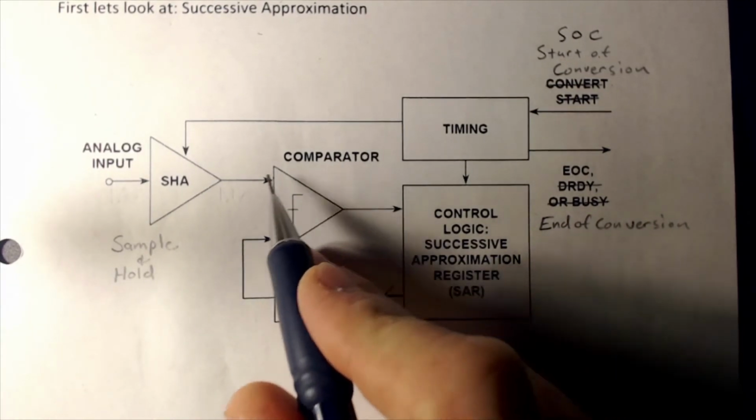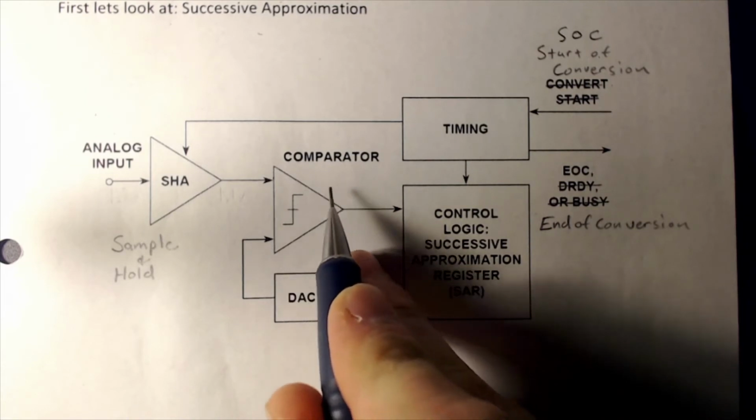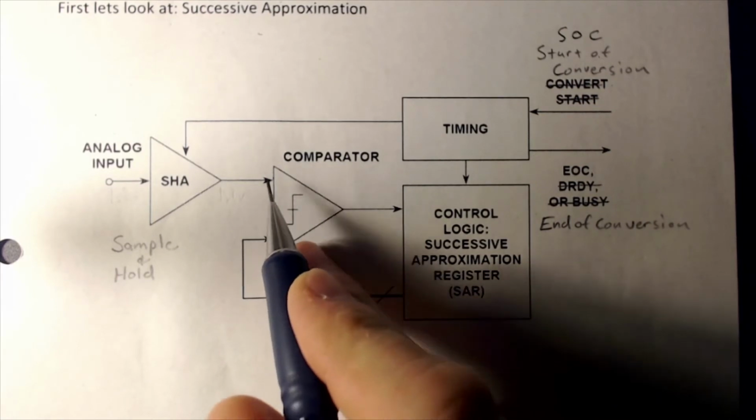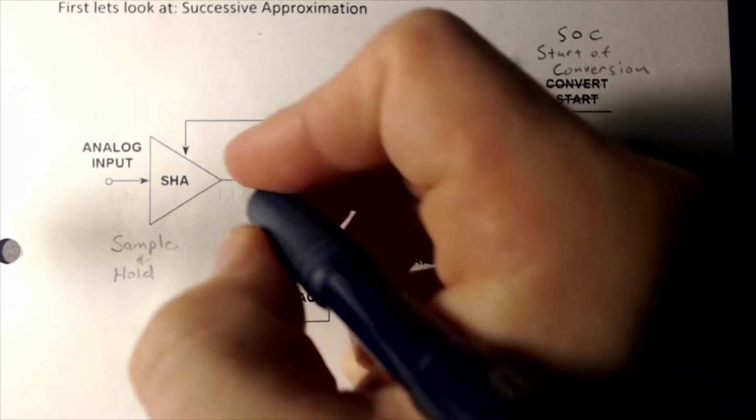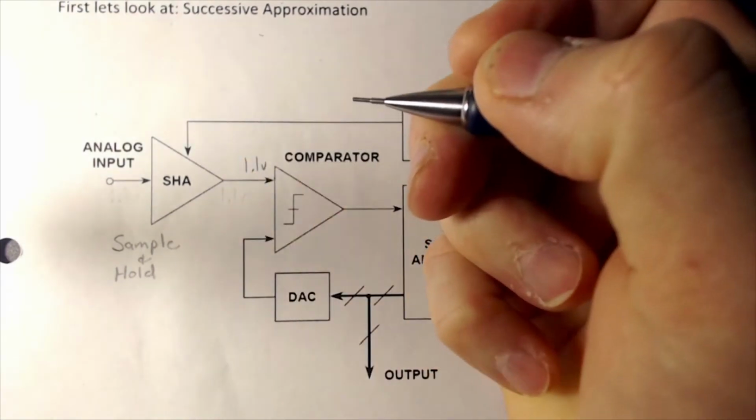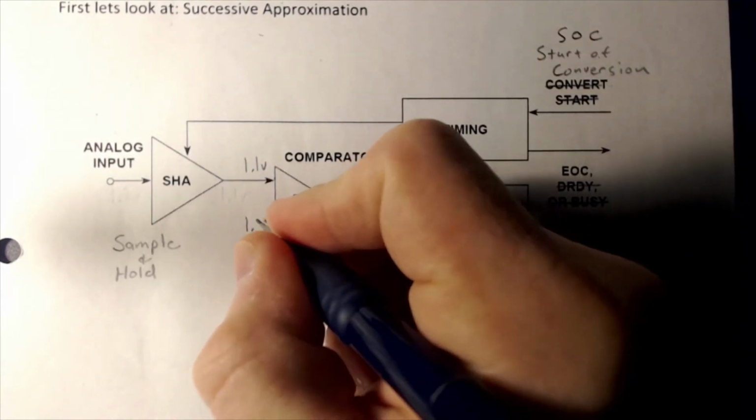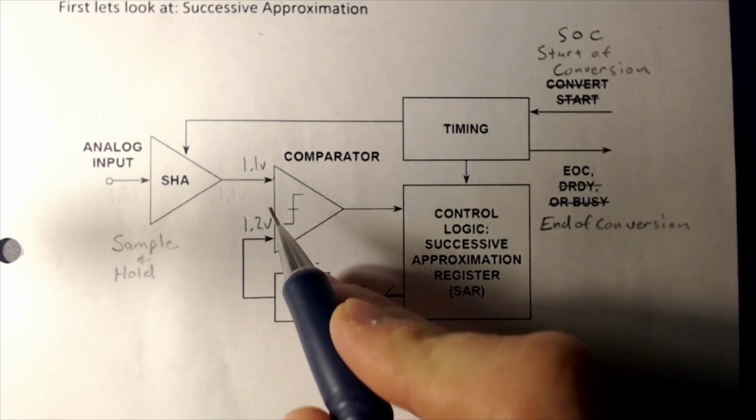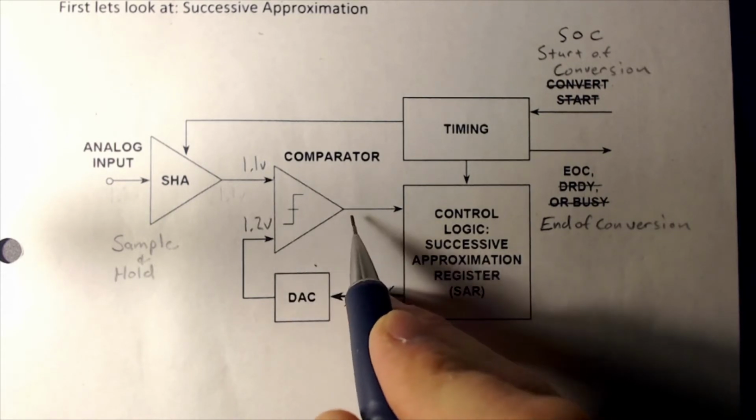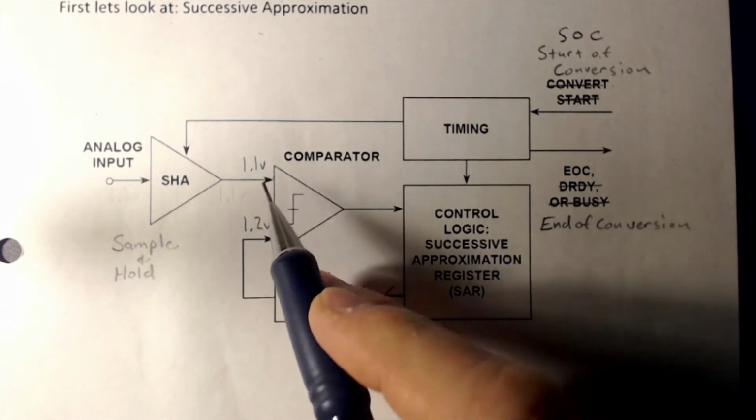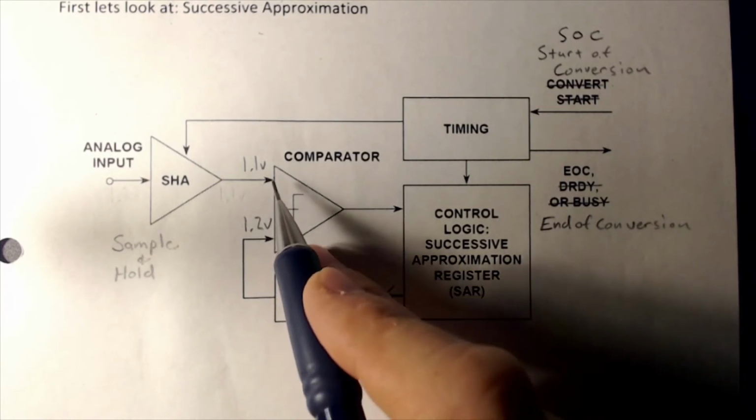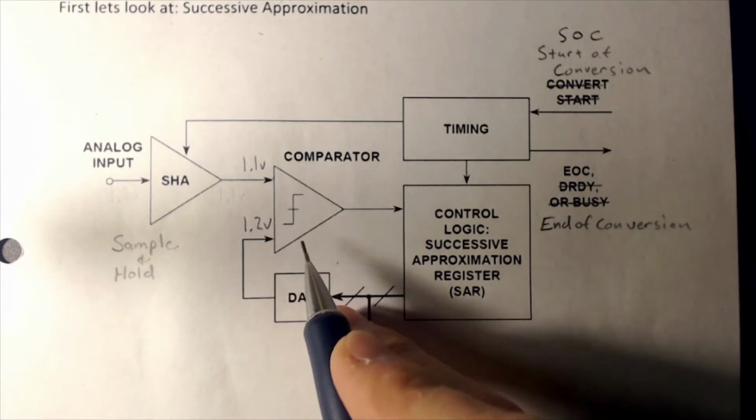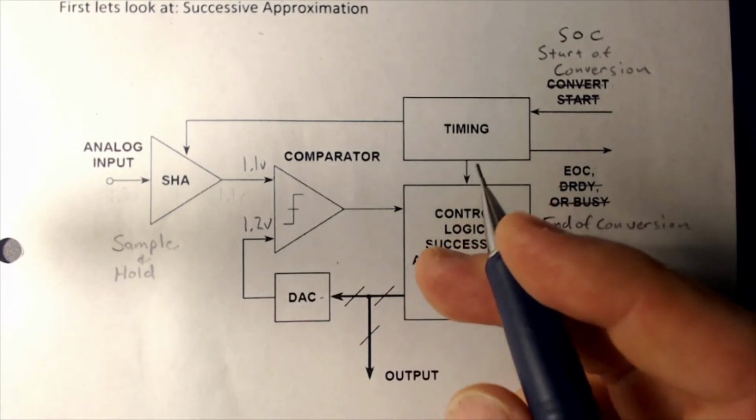We have this comparator over here. The only job of the comparator is to let us know which of these two voltages is greater than the other. Let's just say we had 1.1 volts here, and we had 1.2 volts over here. This comparator can compare these two voltages, and the output of this comparison will let us know which of these two voltages is greater than the other. That's just a comparison that's taking place, and you'll see that as part of the algorithm as we work through it.